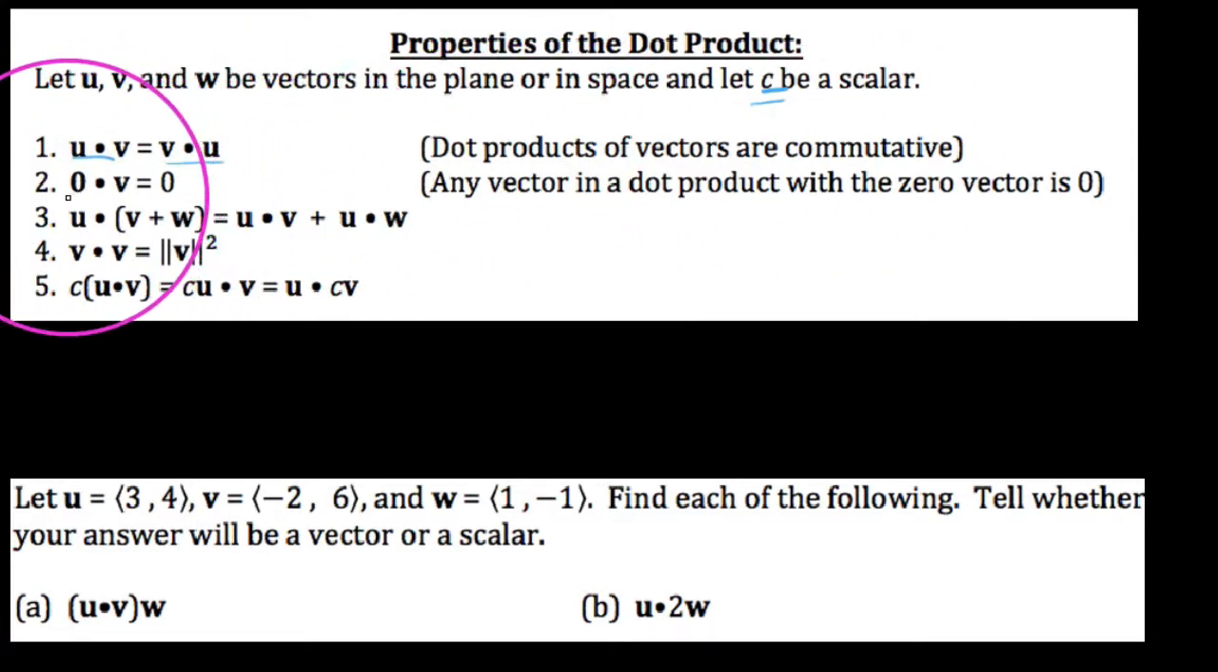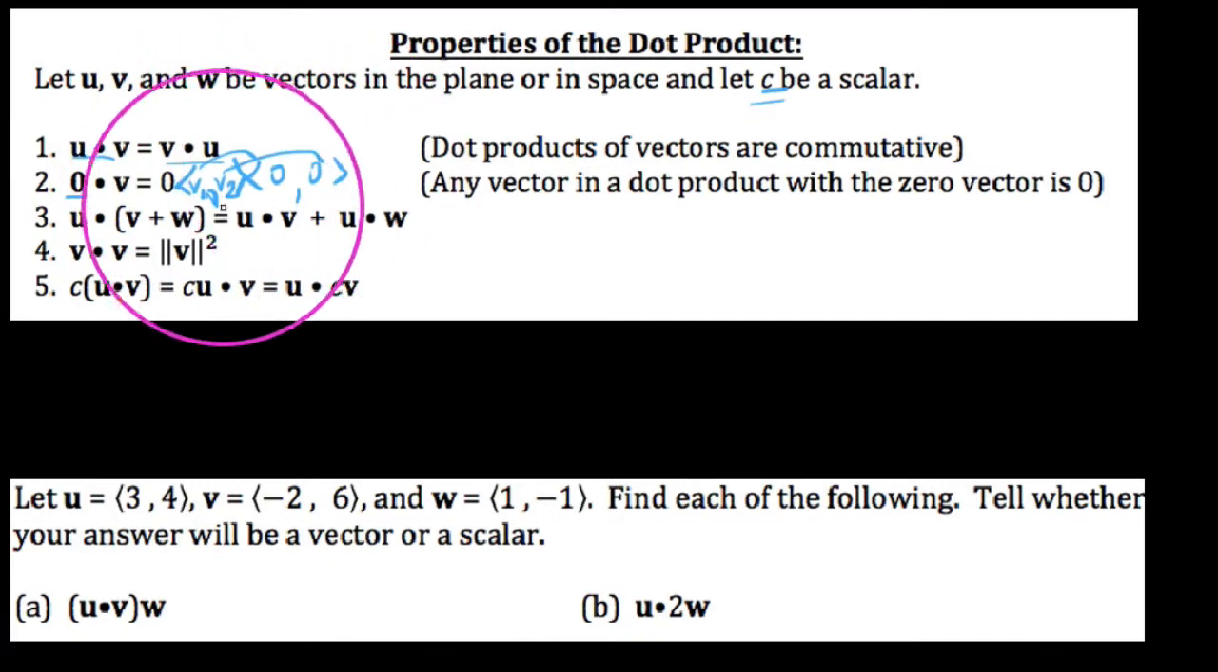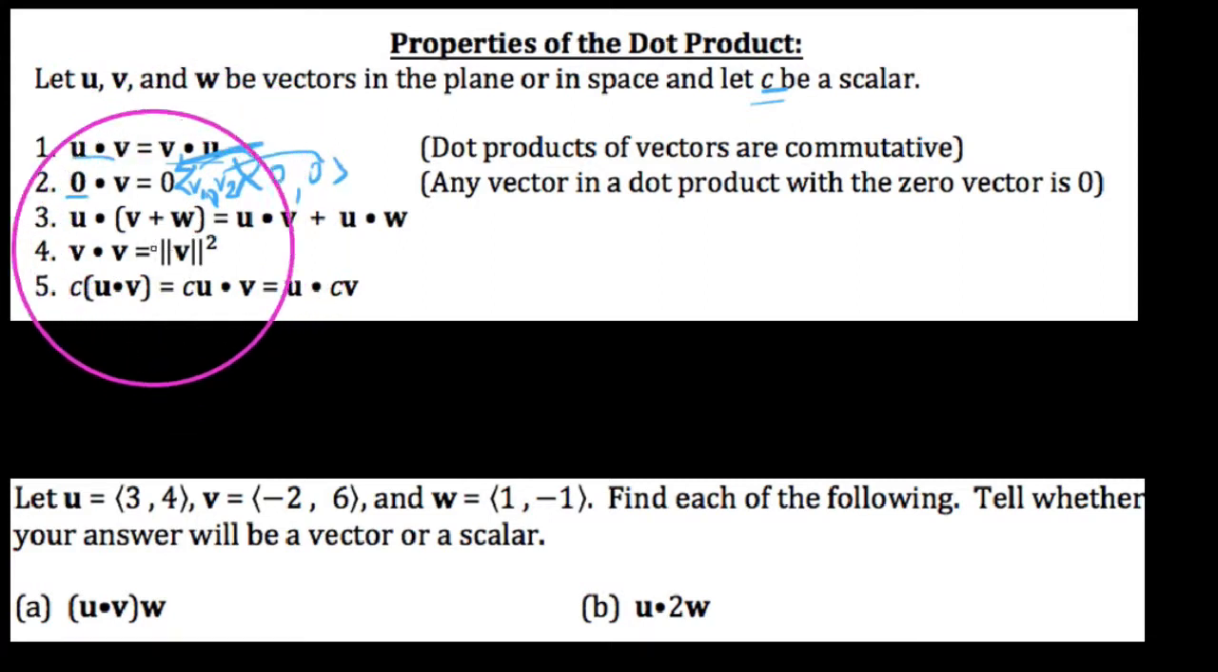Or, the zero vector, which has a component form of 0, comma 0. If you take that dot a vector v, say v1, v2, sorry for the handwriting here, you can see that you get 0 plus 0. You basically get 0, and it's a scalar. Notice this is not bold-faced. Also, there's the dot product of a vector u and the sum of two vectors.